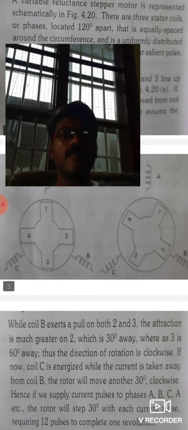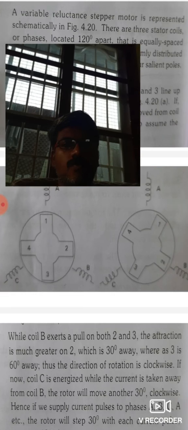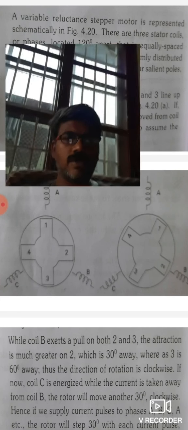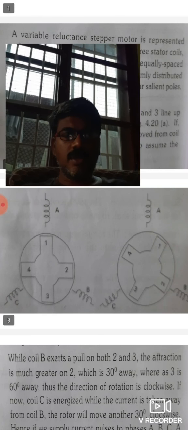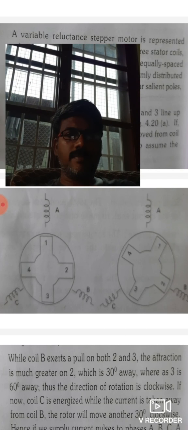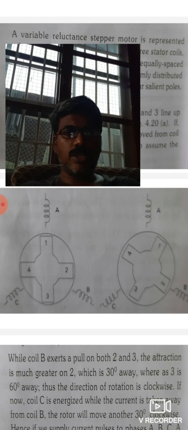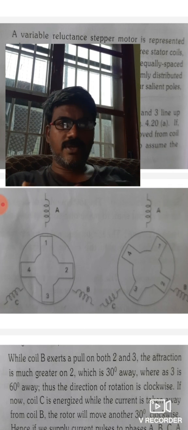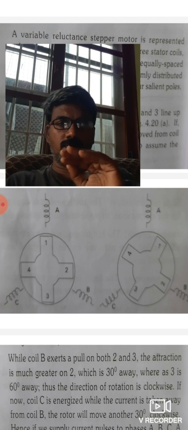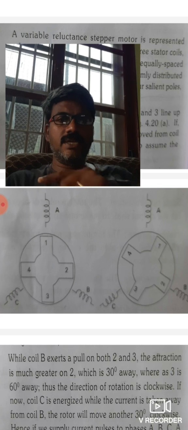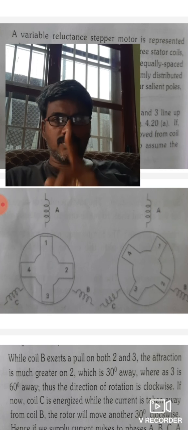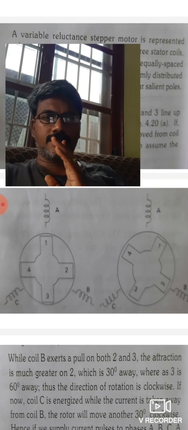Next, let us consider when phase A is excited. First, phase A is excited. Observe the first pole, A, B, C, and poles 1, 2, 3, 4. The 4 poles are generally 90 degrees apart. We can equally divide the 4 poles, which means each pole is 90 degrees spatially separated, right?